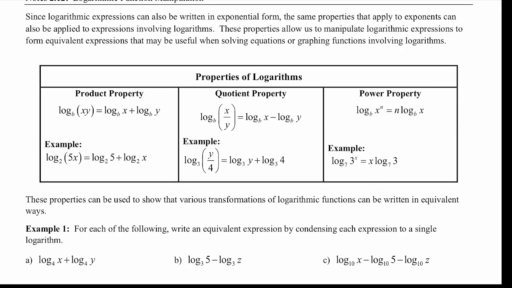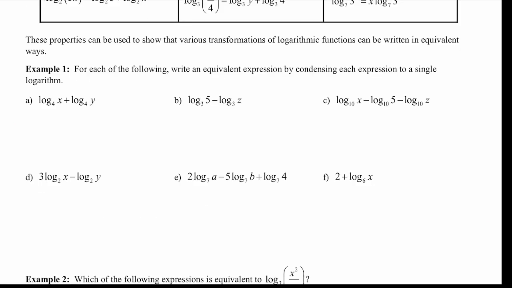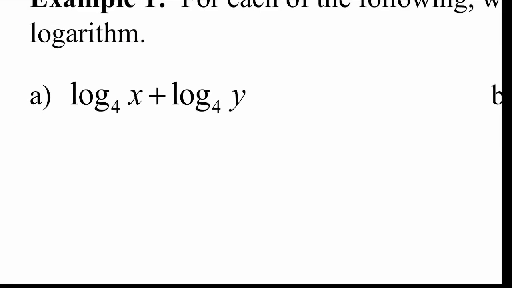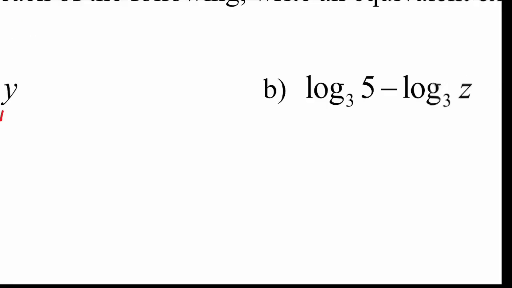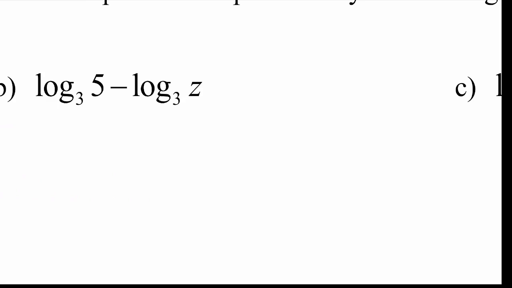Okay. So again, just applying the properties themselves to condense logs. So we might give you a few problems where you start with a whole bunch of logs, and I only want one log in the end as my final expression. So clearly, these two logs are adding. I can apply the product rule and rewrite it as log base 4 of xy. Here's part B. These two logs are subtracting. Log base 3 of 5 over z.